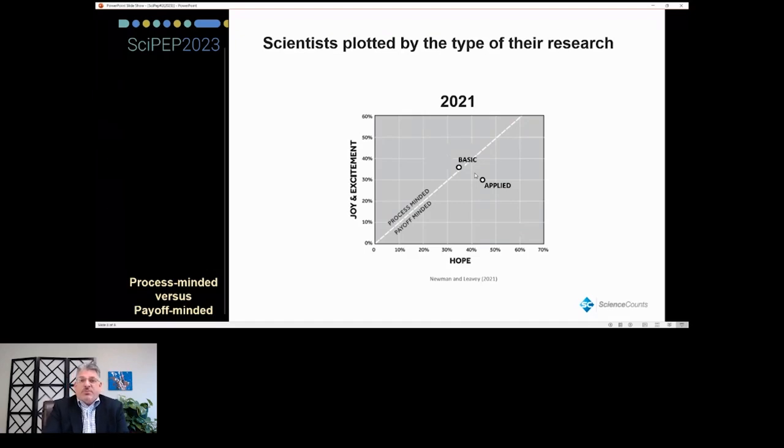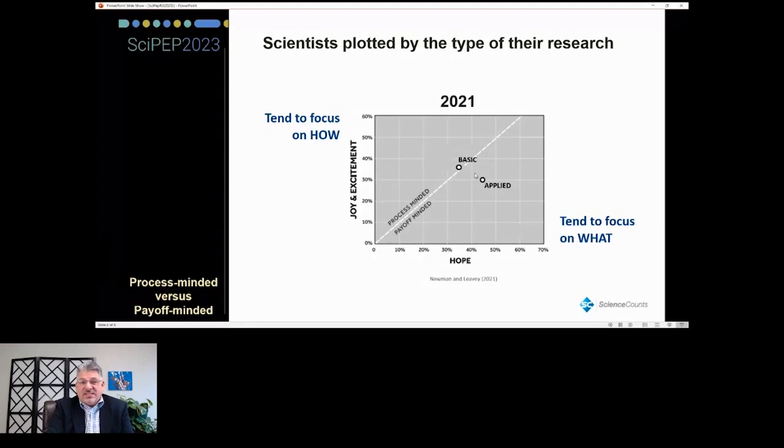And so this is incredibly relevant for this conference and our conversation, because what it's saying is scientists who tend to focus on basic research tend to be more process-minded when it comes to science. Those who are applied are more payoff-minded. And we know that the public, it's not universal, but the majority of the public is definitely more payoff-minded. And so for those of us who are process-minded, we have an extra hurdle to get over as we're building this bridge with the public in terms of communication.